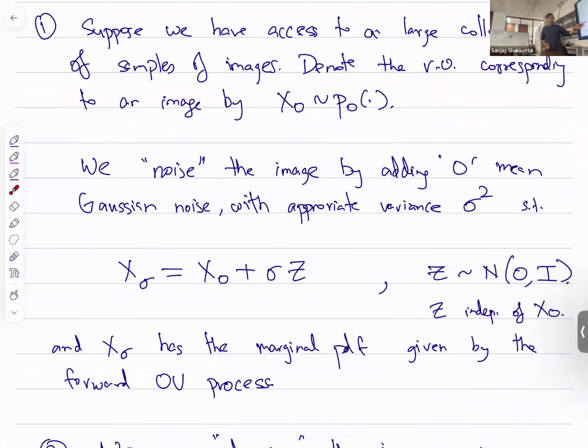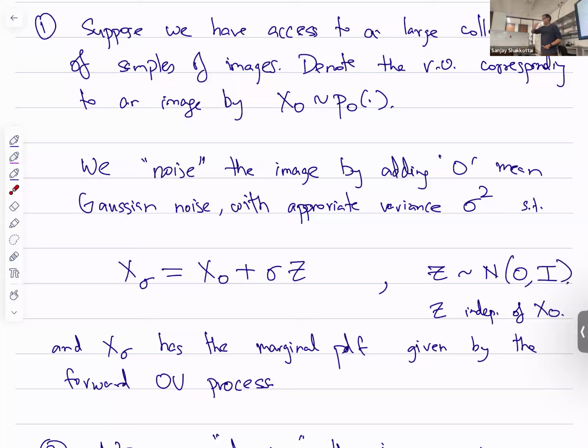We can noise it, meaning let me define a random variable X sigma as X0 plus sigma times Z, where Z is just a Gaussian. I'm adding noise, which means I'm convolving P0 with a Gaussian of variance sigma squared. That's the same thing as adding.